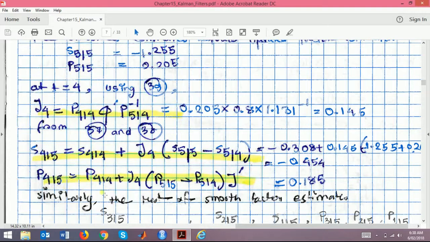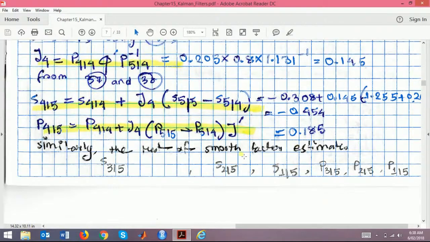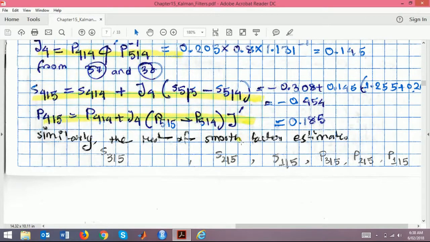Then P1 for the entire time period equals P11 plus J4, in the bracket P2 for the entire time period minus P2, times J transpose. That is P2 for the entire time period minus P2, times S2 for the entire time period minus S2, P2 for the entire time period minus P2. Similarly, the rest of the smooth factor estimates can be computed: backward S3, S2, S1 and P3, P2, P1.